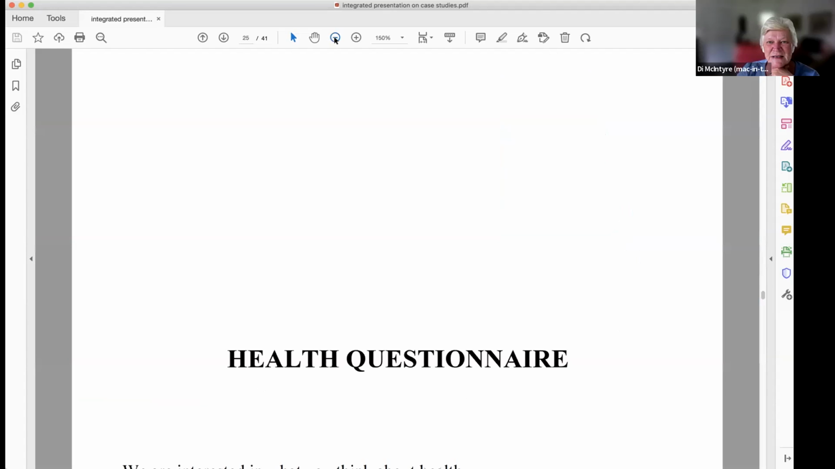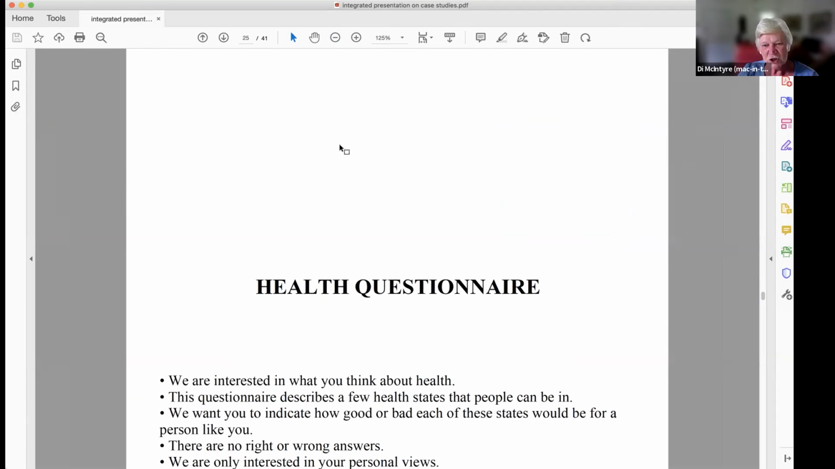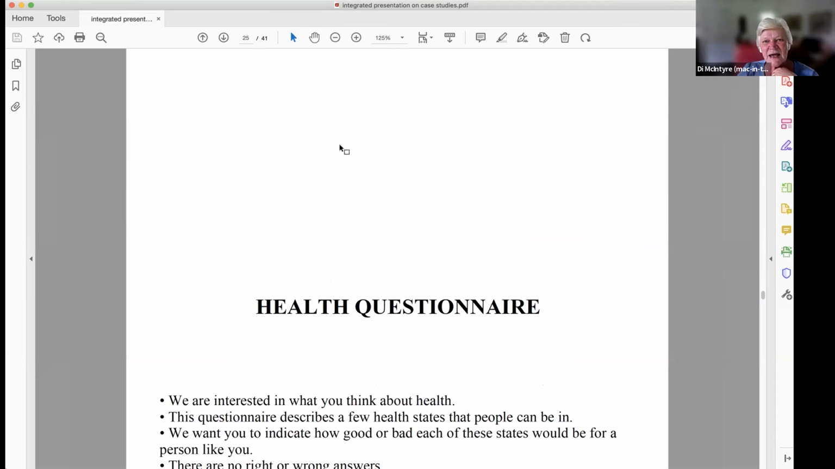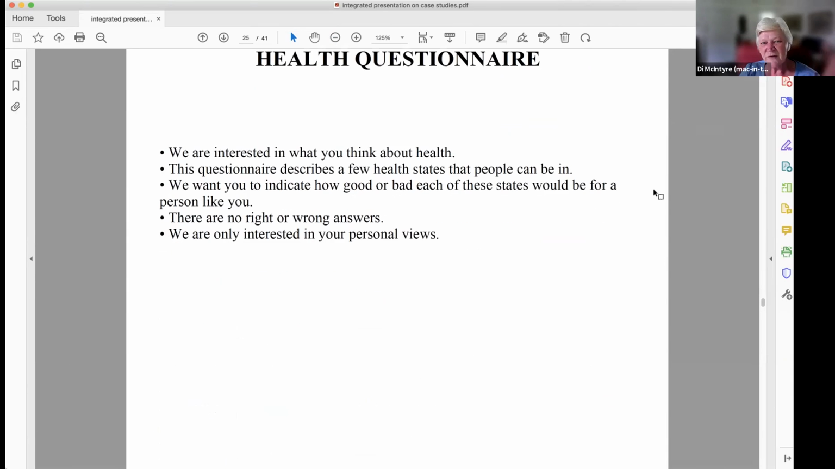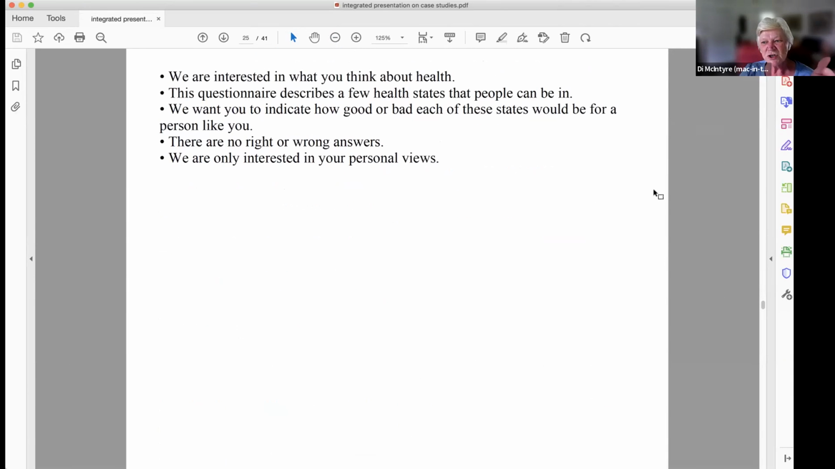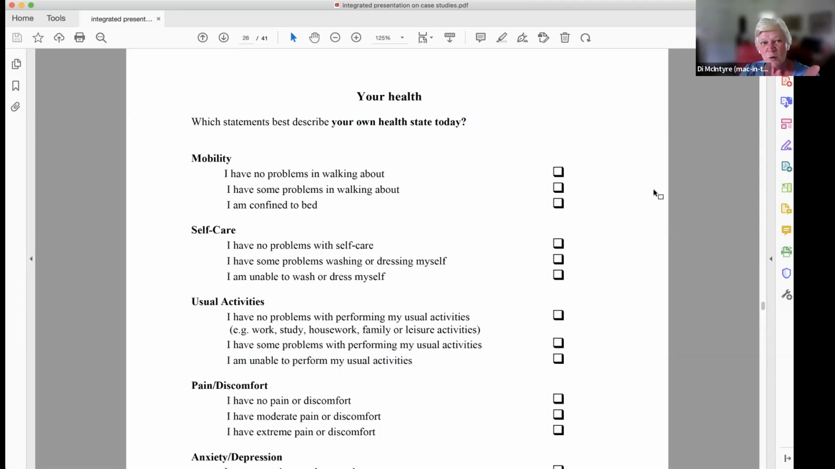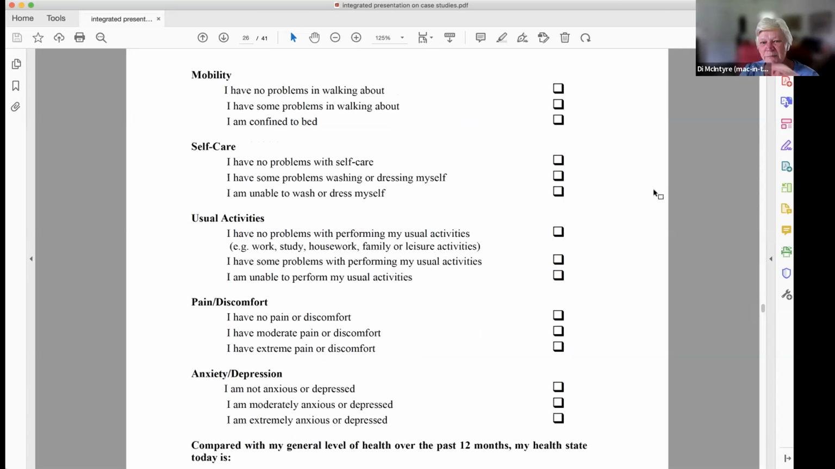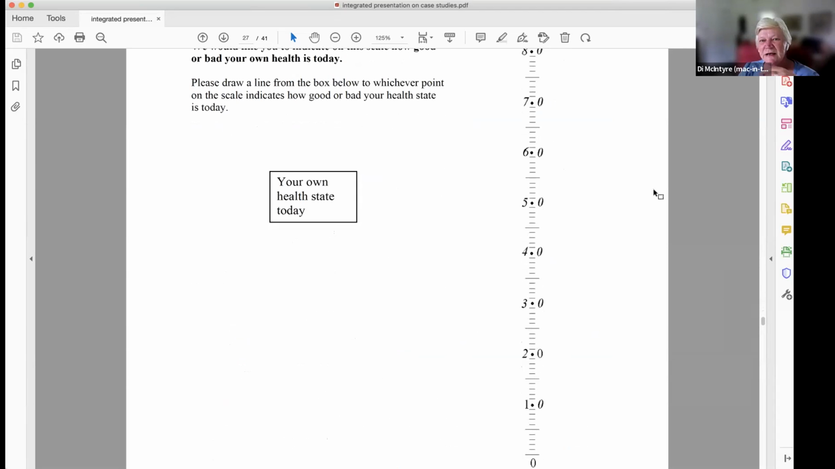This is now an example. Nancy Devlin has developed quite a few case studies, and this is one developed by Nancy. Essentially what she does is to develop skills in using visual analog scales. She hands out quite a detailed health questionnaire, the kind of questionnaire that you would use if you were trying to get health state valuations from a population. And she actually asks the students to fill in the questionnaire by themselves in the class. I'm just showing you 3 of the pages of the questionnaire. Obviously, it's quite a lot more detailed.